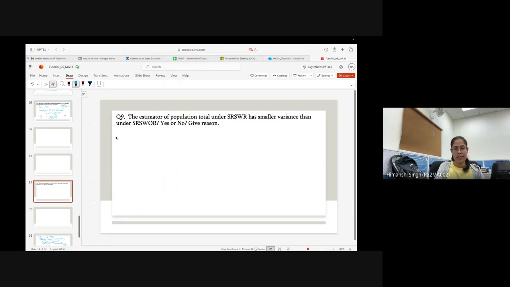So for the SRSWR, first of all, the population total is Y T, and the estimator is Y T hat, which is basically N into y bar, where N is the capital N. Now first of all, take the variance of N into y bar. So this is basically N square times the variance of y bar. Now here I am taking SRSWR, with replacement. So variance of y bar will be (N minus 1) upon N into n, capital S square.